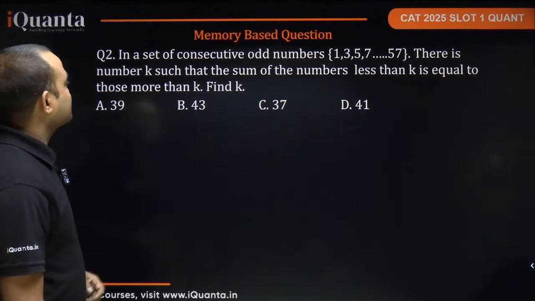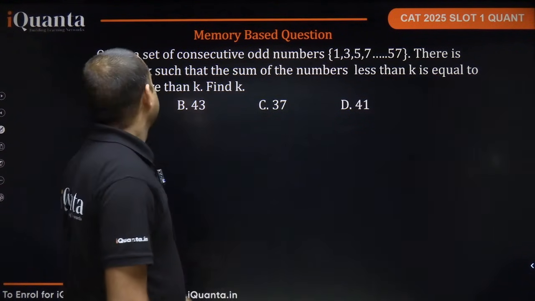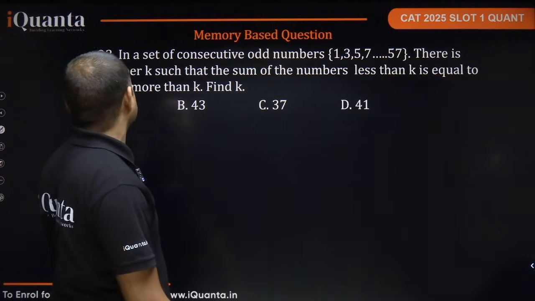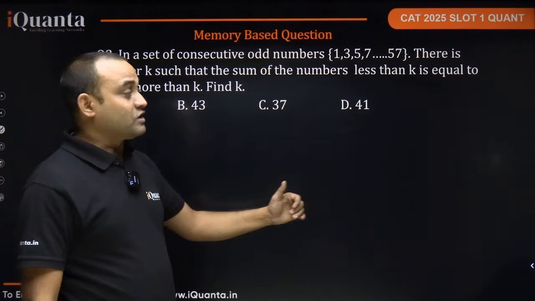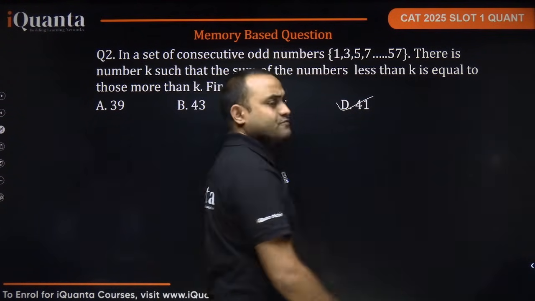Then comes the second question: a set of consecutive odd numbers, 1, 3, 5, 7, up to 57. There is a number k such that the sum of the numbers less than k equals the sum of those more than k. So what do we know? These are odd numbers. The answer for this question is option D, which is 41.